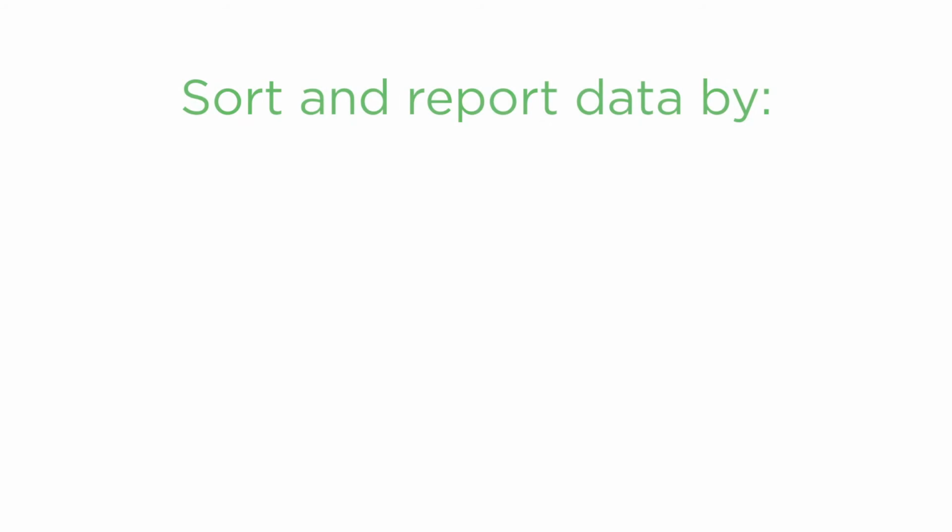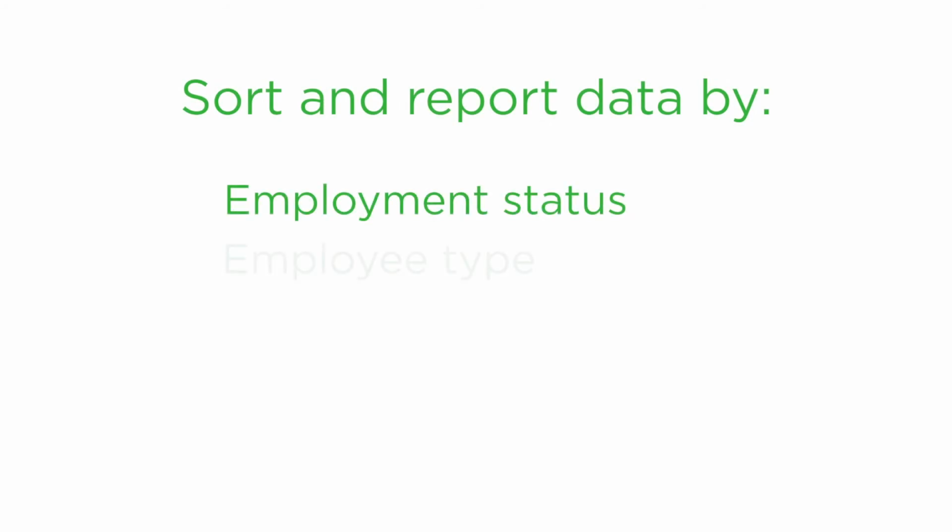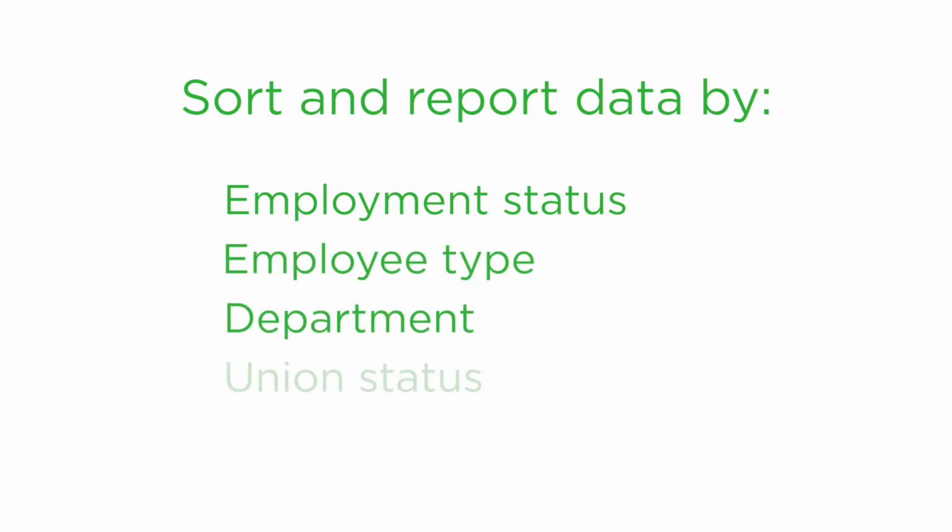With this structure, your membership is tracked by 5 attributes. The new attributes will allow you to sort and report data on your membership. The attributes are employment status, employee type, department, union status, and benefit plan.